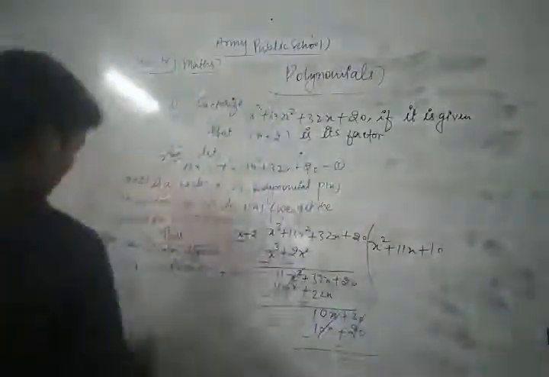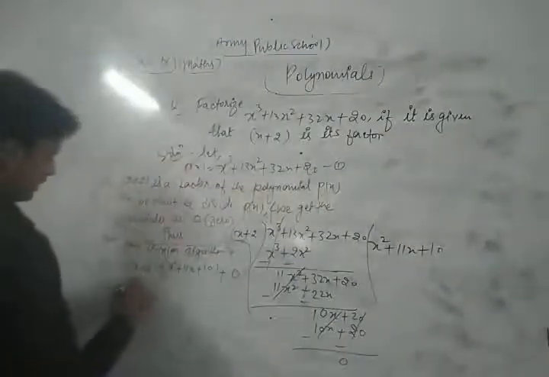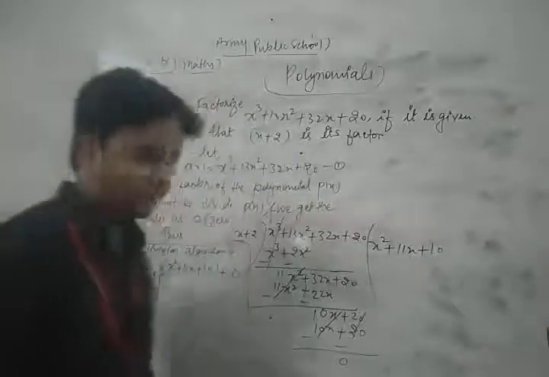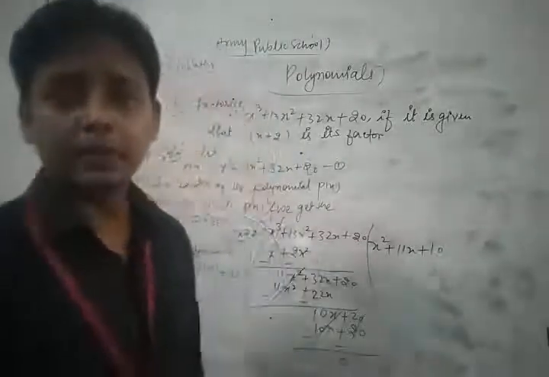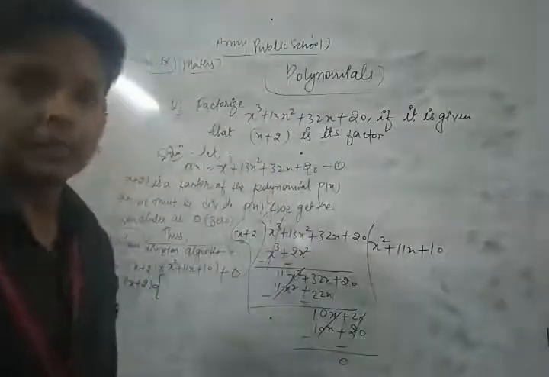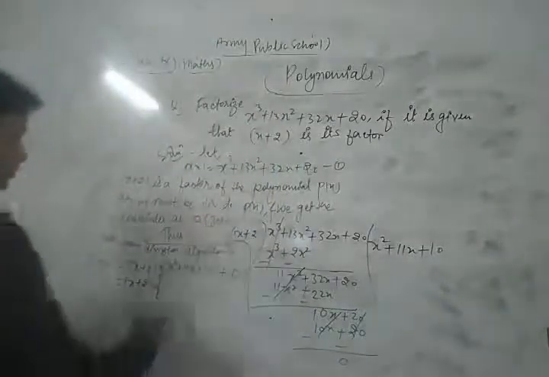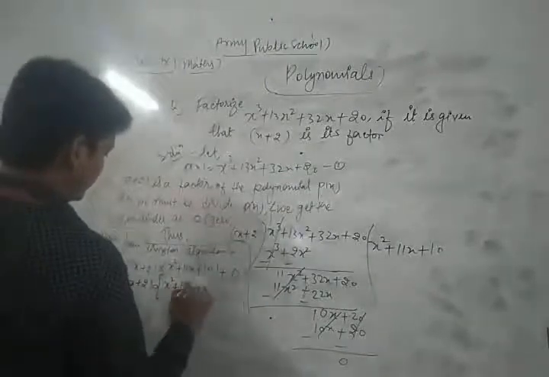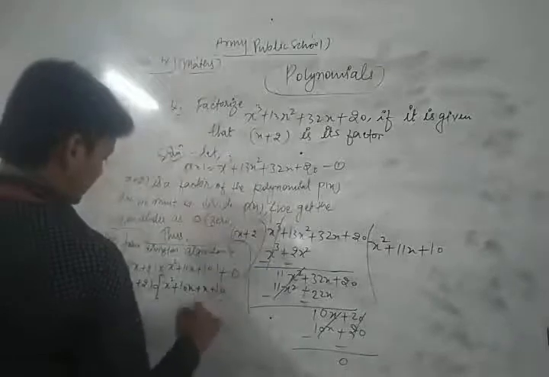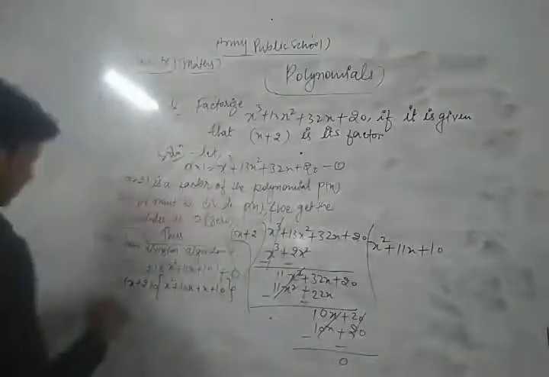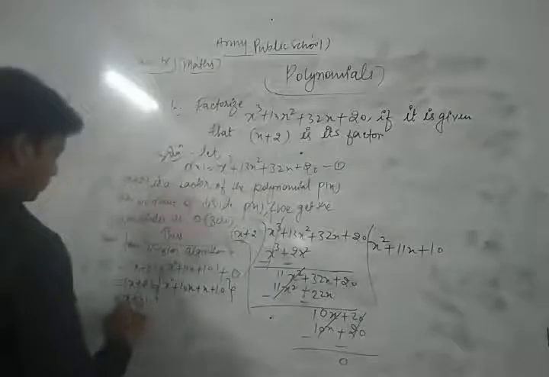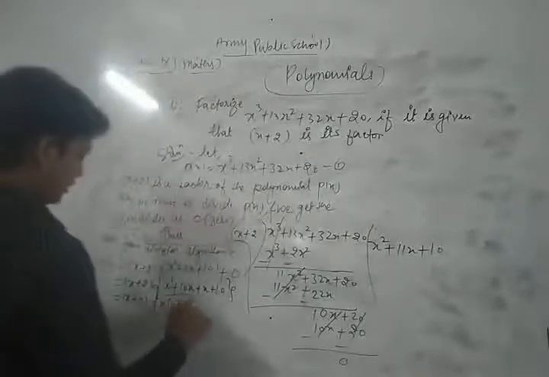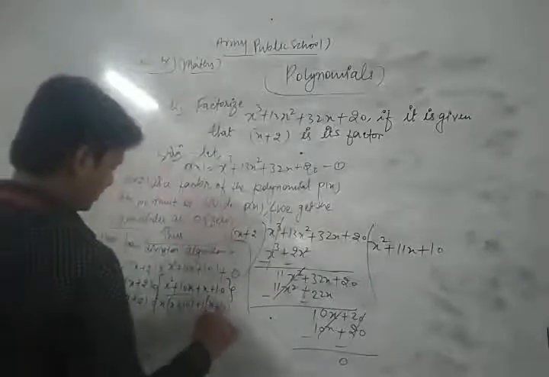Now let's simplify them. So we get x plus 2 as it is. Now we do factorization by splitting the middle term. So this is 10 and 1: x square plus 10x plus 1x plus 10. Now x plus 2 as it is, and here we take x common, so we get x plus 10. We take 1 common, so we get x plus 10.